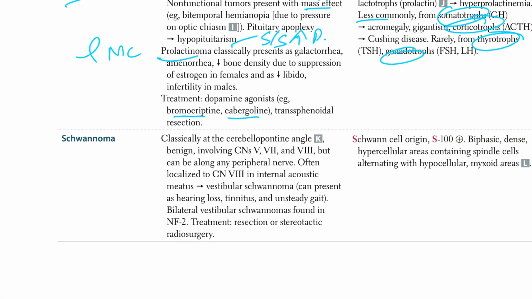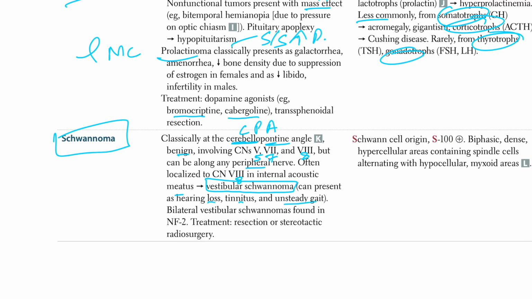The last adult primary brain tumor is schwannoma. Schwannoma is classically at the cerebellopontine angle. Cerebellopontine angle, high yield. And it's benign. It commonly involves cranial nerve 5, 7, 8, but can be along any peripheral nerve, often localized to CN8 in the internal acoustic meatus, which leads to vestibular schwannoma. And that will present with hearing loss, tinnitus, and unsteady gait.